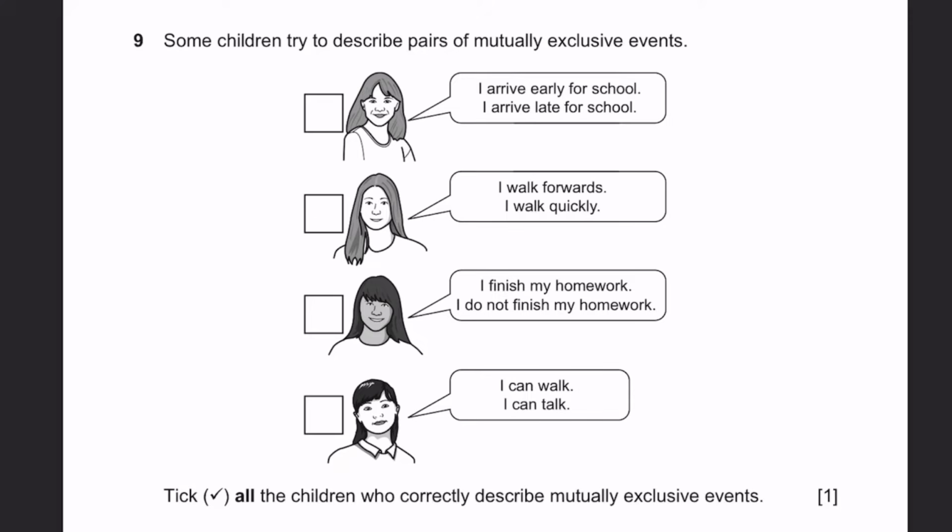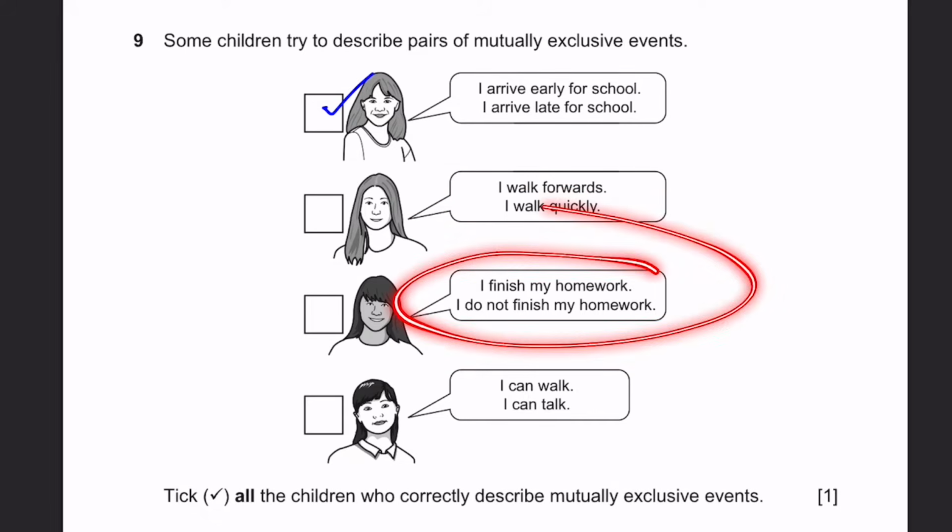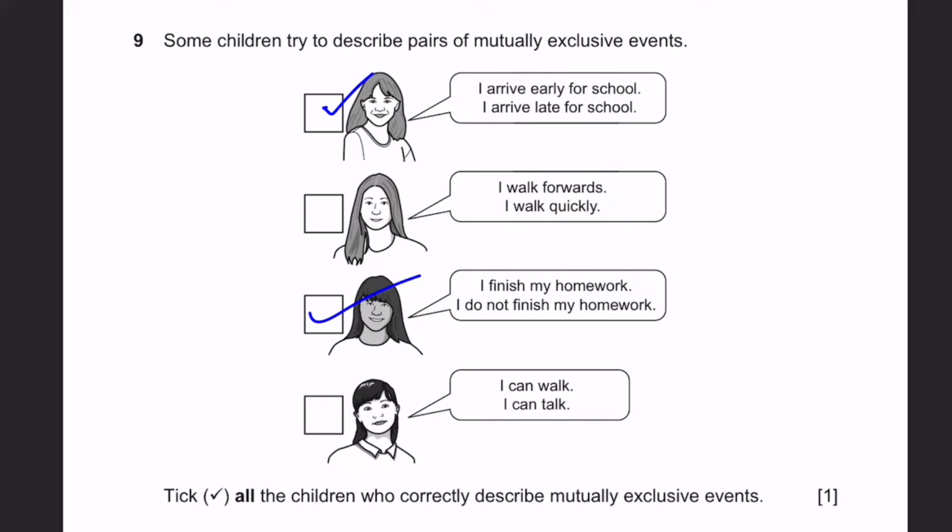Any two mutually exclusive events mean that they cannot happen at the same time. So I arrive early and late for school is an example. They cannot do that at the same time. I walk forwards and I walk quickly. Of course, you can walk forwards and quickly at the same time. I finish my homework and I don't finish my homework. Of course, there's another example. I can walk, I can talk. Well, of course, everyone can walk and talk at the same time, so that's also not correct. Well, these two ticks are our answer.